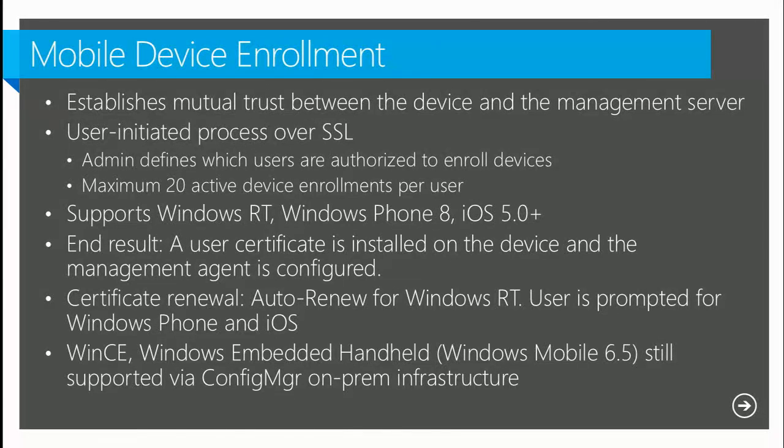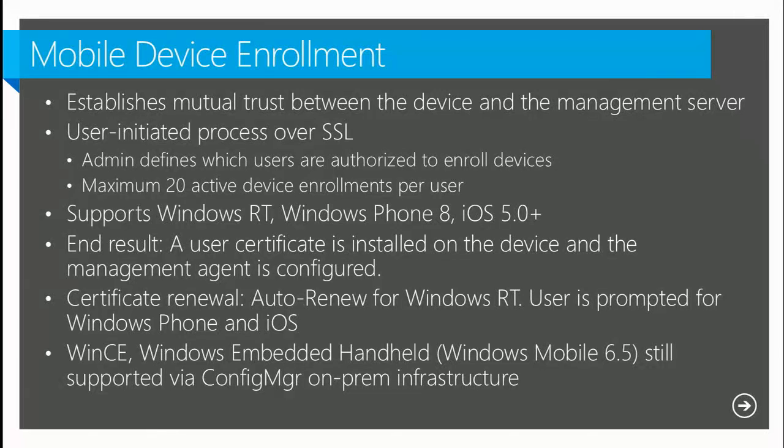Enrollment, again, is limited to those platforms that we have native management for settings and inventory, et cetera. So it's going to be Windows RT, Windows Phone, and iOS. The completion of the enrollment process is, again, about establishing that mutual trust between the client and the server. So we provision a certificate for that user, and that certificate is then used for ongoing communications between the device and our management server.